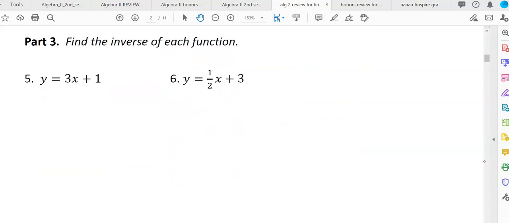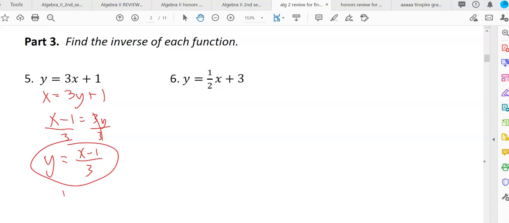Find the inverse of each function. So to find the inverse, you switch the x and y and solve for y. So it takes a couple steps. So if this was f of x, it would be the inverse of f of x, but I'm just going to write it this way, x minus 1 over 3. So that's the inverse function.